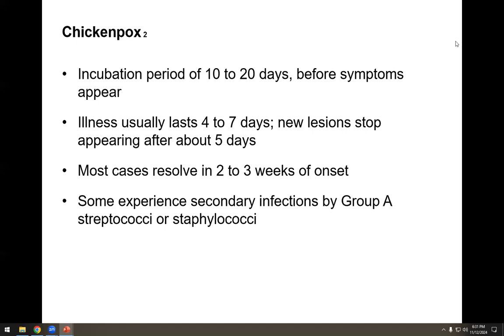It takes about 10 to 20 days to show symptoms. So those itchy spots and stuff don't even show up for 10 to 20 days after you go to this party. So you don't know your mom brought you there to get chickenpox. Then you'll only have the spots and the itching and the symptoms for about a week. And then those will start to recover after that.